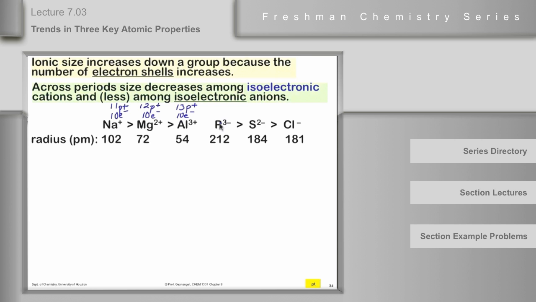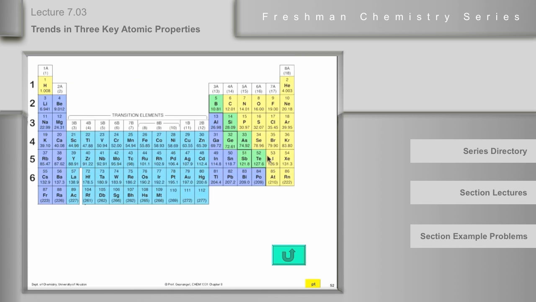All right, let's do the same thing for these anions. In looking at the anions, we have phosphorus. Phosphorus, if we look at the periodic table here. Here's phosphorus, sulfur, and chlorine. 15 protons, 16 protons, 17 protons.